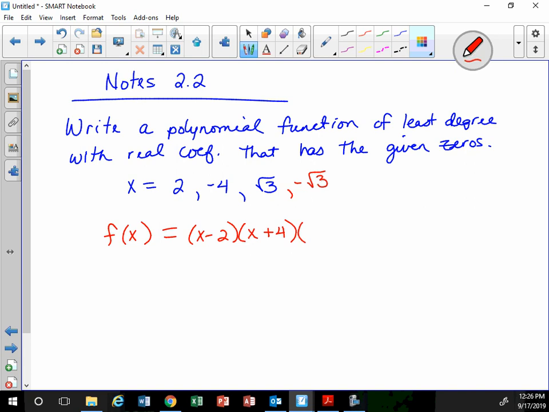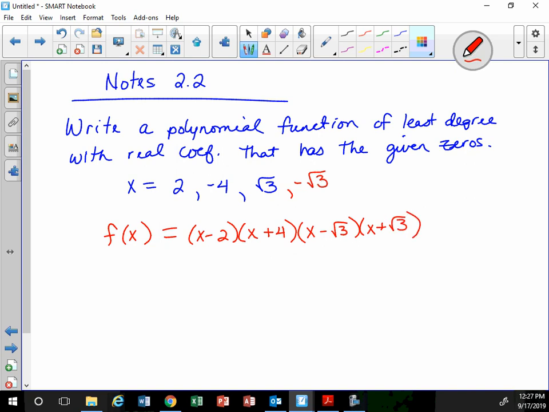What are my last 2 factors going to be? X squared minus 3 and x squared plus 3. Not quite. You're making it a higher degree than it really is. X squared minus 3. Okay, you guys are making this harder than it is. You're not wrong with that, but just write the factors for me first. Just do x minus root 3, x plus root 3. Okay, that's fine. That's all I need.